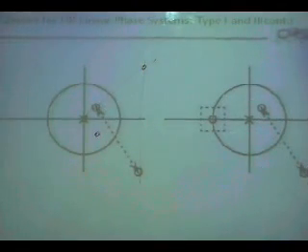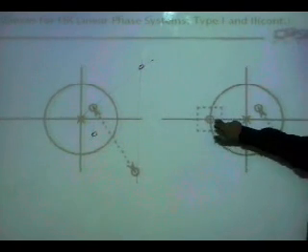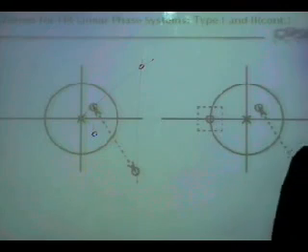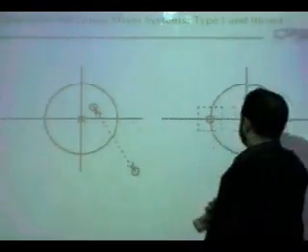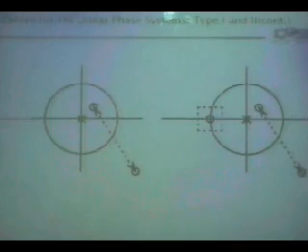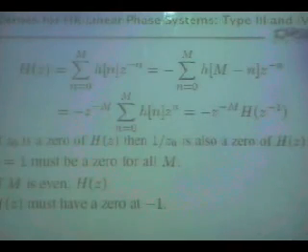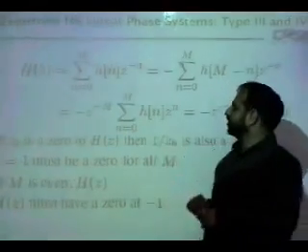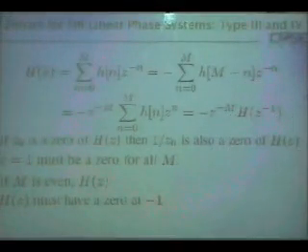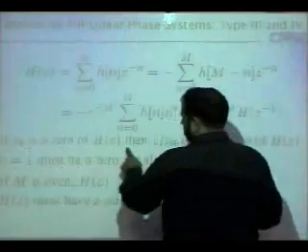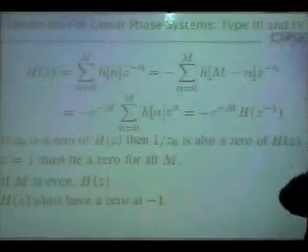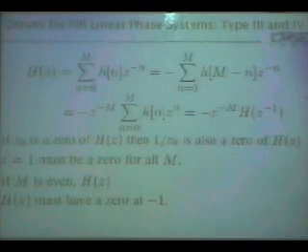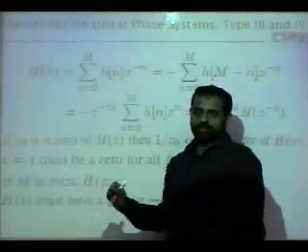So you get 4. And for type 2, there has to be a 0 at pi. Okay, and a 0 at pi means it'll dip and touch. Then comes type 3 and type 4. There's a negative sign. So the negative sign means that still we need, that is still true: if Z0 is a 0 of H(z), then 1 over Z0 is also a 0 of H(z). The only problem here is z equal to 1.